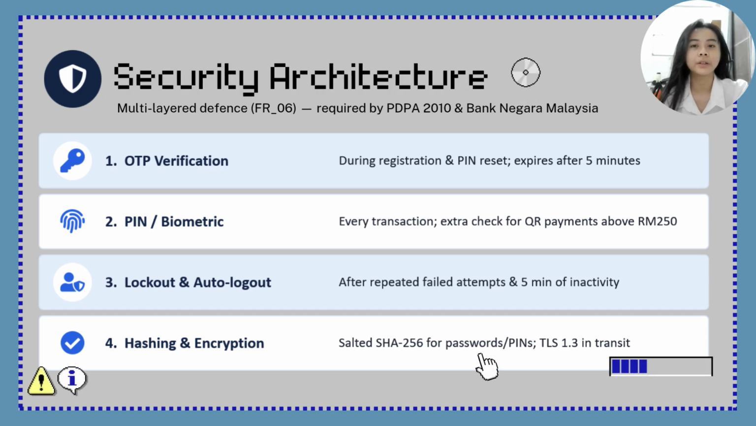Security was treated as a layer built into every part of the system, not a single add-on, and this is required by the Personal Data Protection Act and Bank Negara Malaysia. There are four layers. First, OTP verification during registration and PIN reset, expiring after 5 minutes. Second, a 6-digit PIN or biometric verification for every transaction, and any QR payment above 250 ringgit Malaysia forces extra verification. Third, account lockout after repeated failed attempts and auto logout after 5 minutes of inactivity. And fourth, all passwords and PINs are stored as salted SHA-256 hashes with TLS 1.3 encrypting data in transit. No plain credential is ever stored.